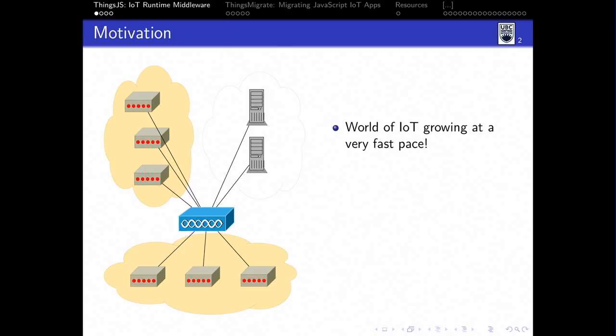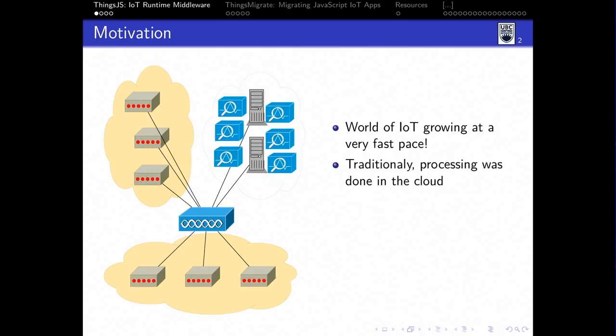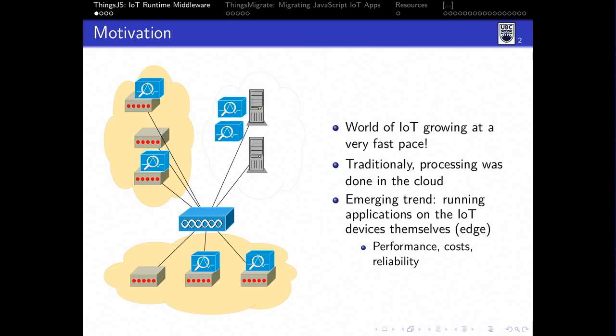I'm not going to surprise anyone if I tell you that the world of IoT is growing at a very rapid pace. In the most traditional model of IoT, there were typically sensors and actuators. Sensors would collect some data, and actuators would, let's say, regulate some physical parameters. But most of the processing would take place in the cloud. Sensors would send data to the cloud for processing, and then the cloud would send back the results to the actuators. Now there's an emerging trend, edge computing, which allows for running applications on the devices themselves.